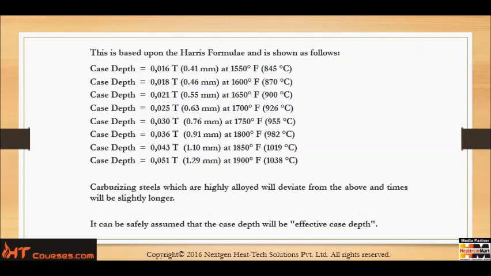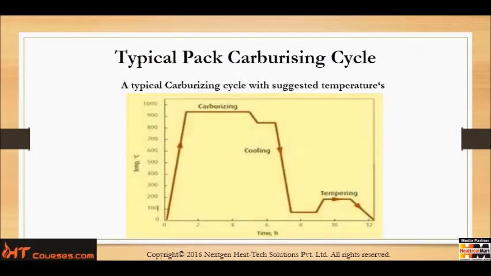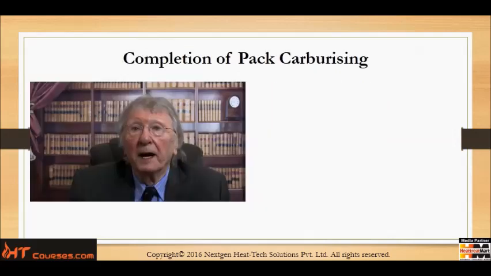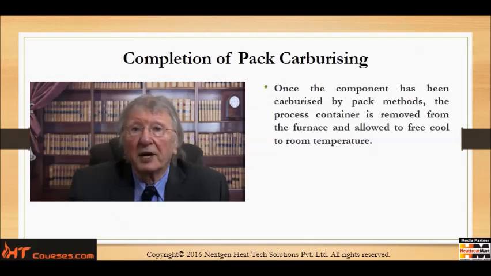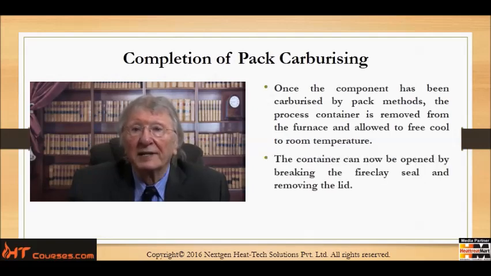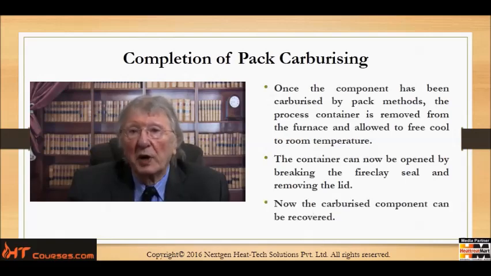It's showing case depths and the factor at different temperatures right up to the extreme. A typical carburizing cycle with suggested temperatures. Bear in mind these are suggested temperatures. Once the component has been carburized by pack methods, the process container is removed from the furnace and allowed to free cool to room temperature. The container can now be opened by breaking the fireclay seal and removing the lid. Now the carburized components can be removed.